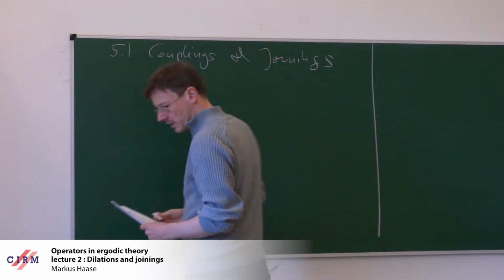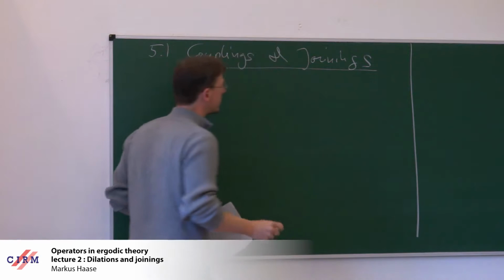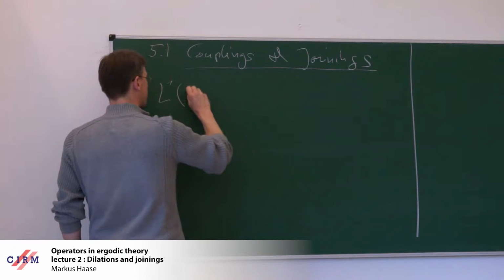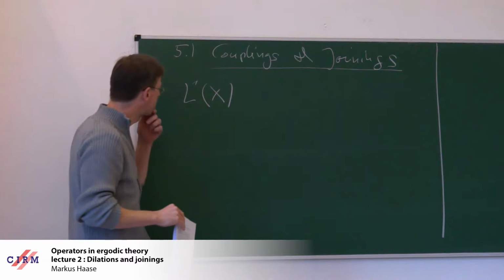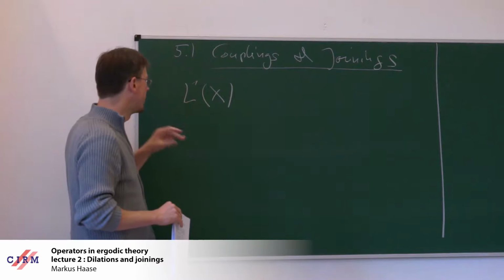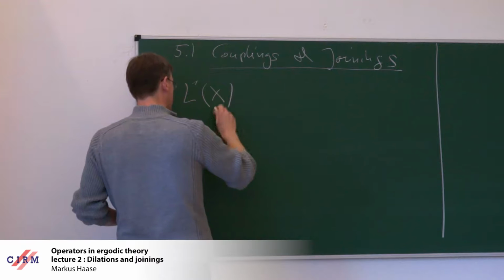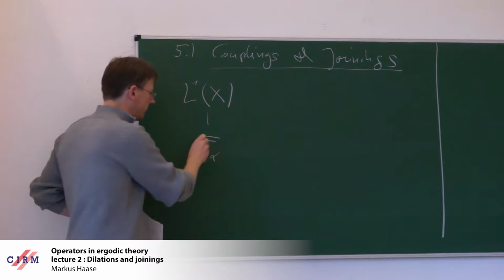So what are couplings and joinings? I recall the notion of a probability subspace of some L1 of X. You have X as a probability space, and L1 of X is the associated L1 space. Yesterday I defined the notion of a probability subspace here. So you have, for example, probability subspaces as subspaces of L1 of X, and a family of those.